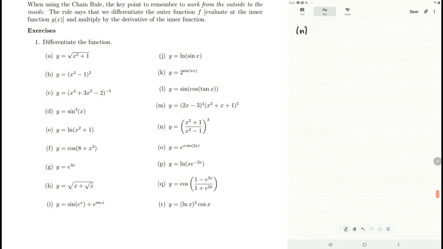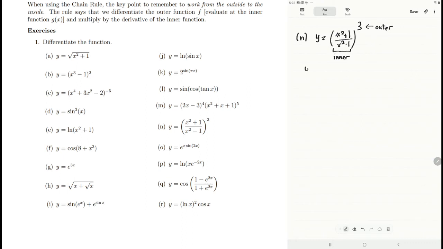For letter n, we have y is x squared plus 1 over x squared minus 1, to the power of 3. And so here we will apply the chain rule. And as we apply the chain rule, we will also need to use the quotient rule. So the inner function is the x squared plus 1 over x squared minus 1. The outer function is the exponent of 3.